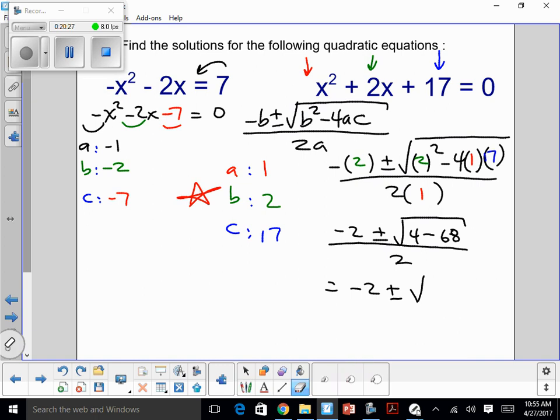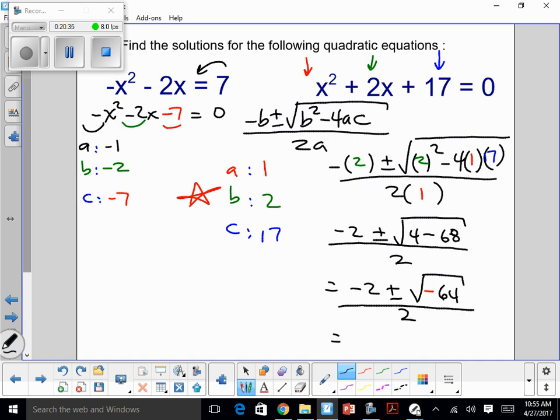All over 2. Final answer I will take, even though some people can go further than this, will be 8i. Gotta put down the 8. I can't put down the radical 64. So those who did the radical 64, sorry, can't do it. 8i over 2. Take a look at the answer.